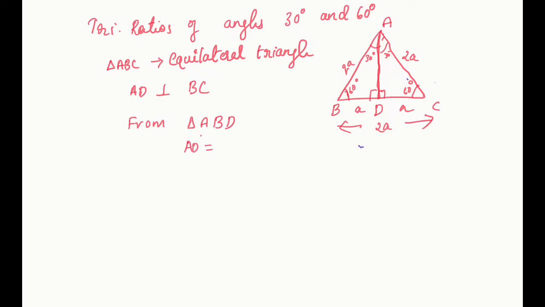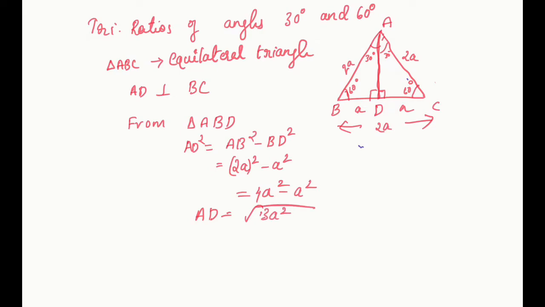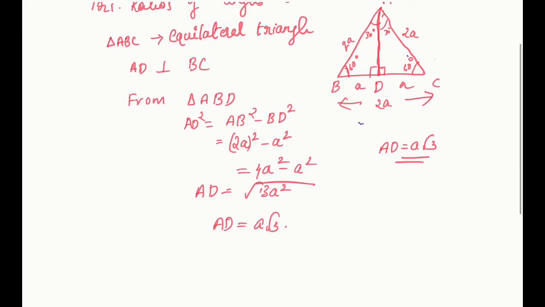AD square, that's one of the sides, equals AB square minus BD square, that is equal to 2A square minus A square, that's equal to A square. AD square is equal to AB square, that is 2A square, which is 4A square minus A square. So, AD is equal to root of 3A square. So, we can take it as AD is equal to A root 3. So, you get the value of AD as A root 3. Okay.